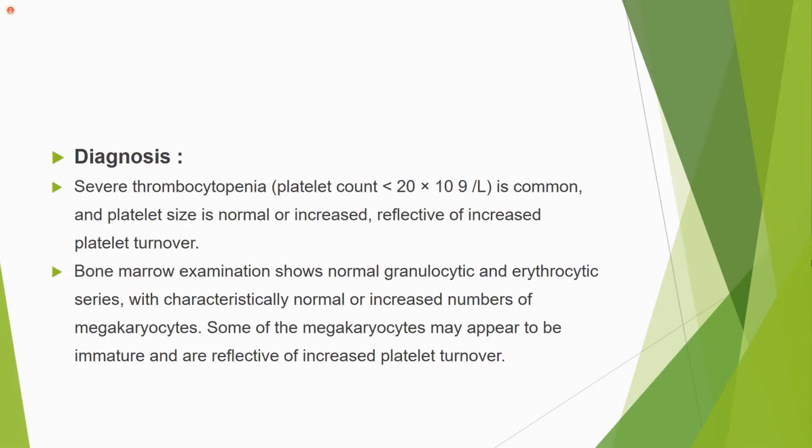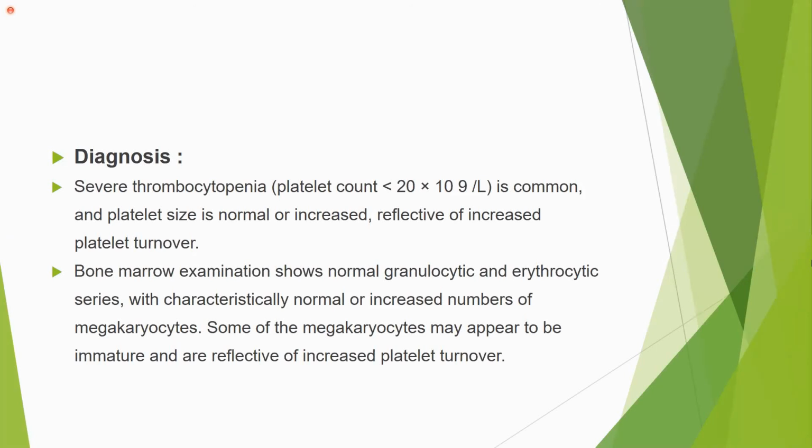In cases of ITP, though bone marrow is usually not performed, if we do it to rule out any other illness, bone marrow examination shows normal granulocytic and erythrocytic series with characteristically normal or increased number of megakaryocytes. So the increased megakaryocytes is the hallmark of ITP on the bone marrow biopsy. And why are these megakaryocytes raised? Because of the increased platelet turnover. Because there is peripheral destruction of the platelets, the bone marrow is hyperactive, and the megakaryocytes are increased.